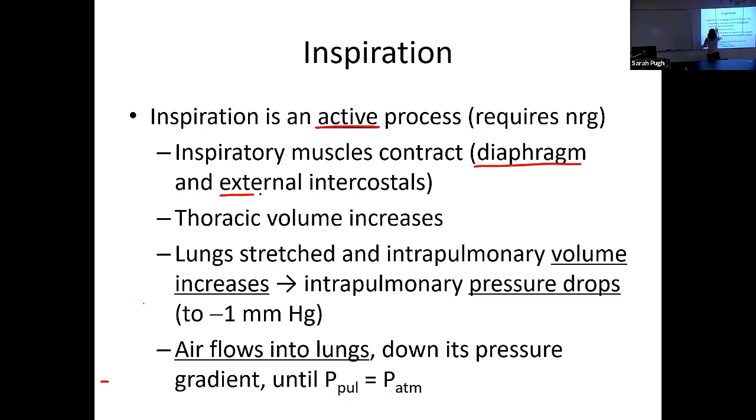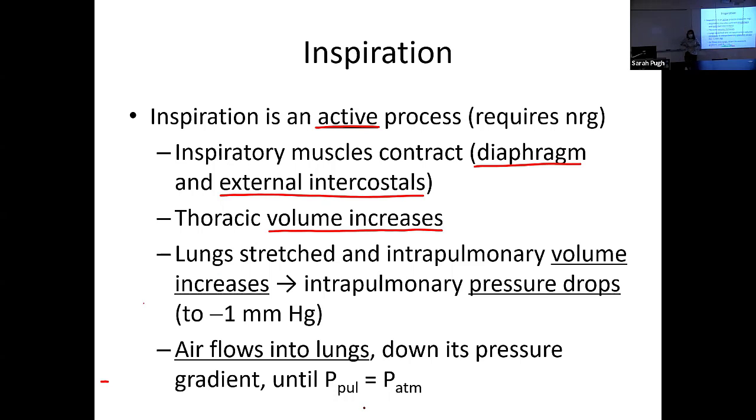And your external intercostals, these are all the muscles between your ribs. They're going to contract, and your ribs are going to pivot up a little bit. Again, increasing the volume in the thoracic cavity. So volume's going to go up. When volume goes up, what happens to pressure? It goes down. They are inversely proportional to each other.